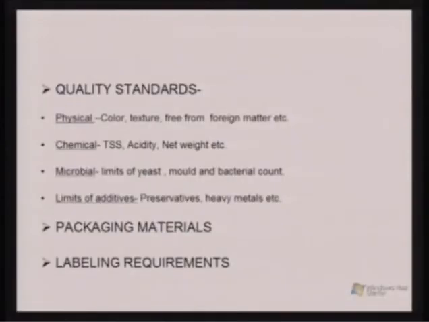There are physical standards like color, structure, and the product should be free from foreign matter. Chemical standards like total soluble solids, acidity, and total juice or pulp content in the product. There are microbial limits of yeast, mold, and bacterial count, and limits for additives, preservatives, heavy metals, etc. Then packaging materials are also specified in the Fruit Product Order. The packaging material should be as per food grade standards of BIS. Packaging material of glass, PET bottle, or any suitable flexible packaging material of food grade standards may be used.